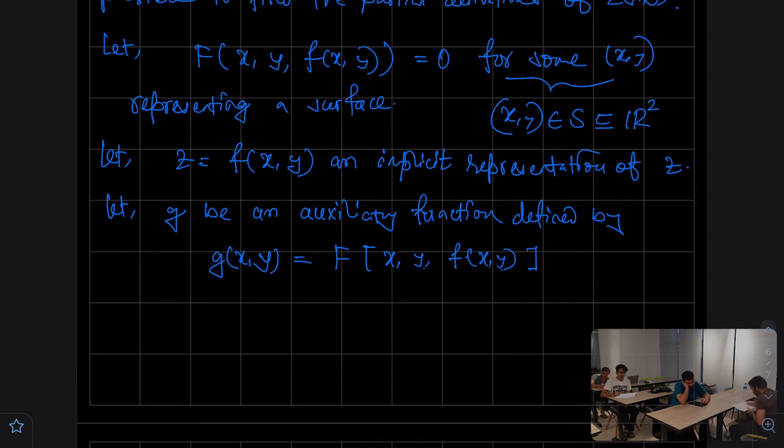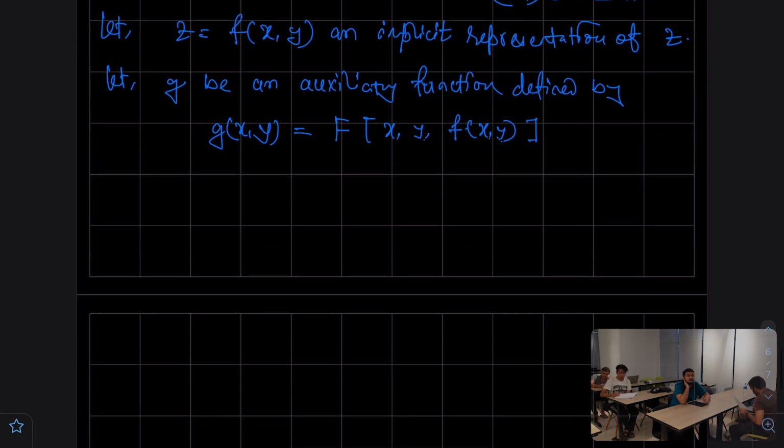Okay, good enough. So we always did this actually. Throughout all of them we always define some auxiliary function. What happened to this one?